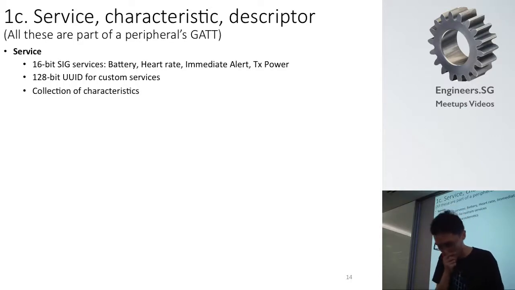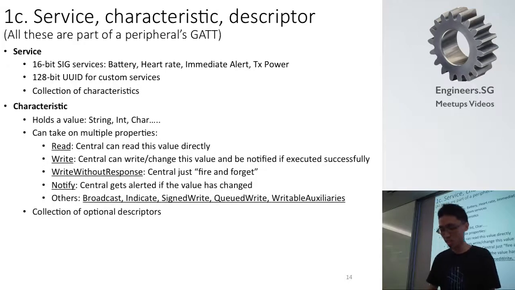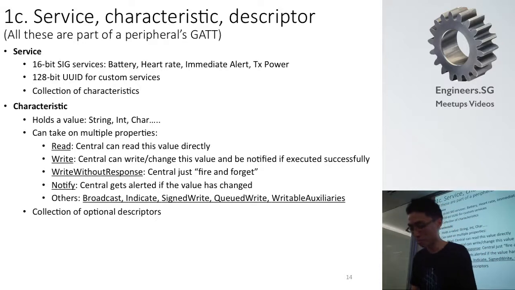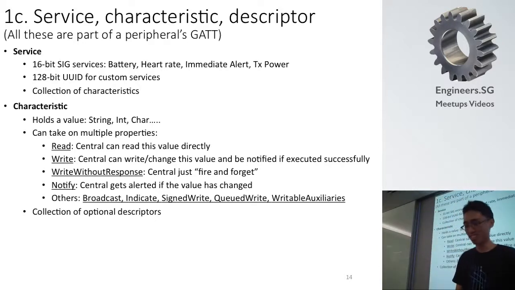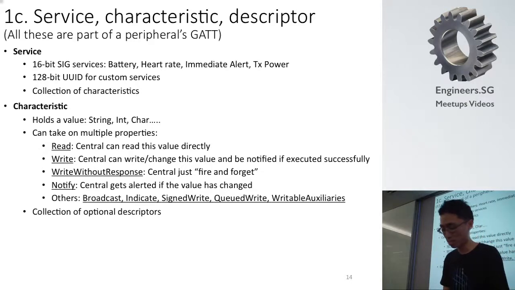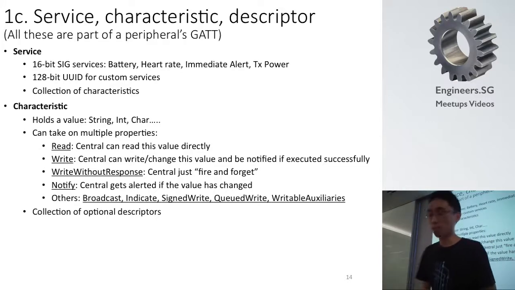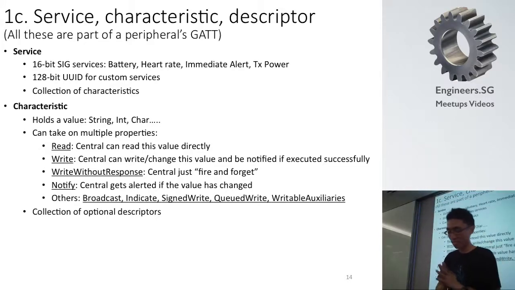So a service is made up of many characteristics. This is actually the most important of the three. The characteristic is the one that actually holds the value. It defines what is being transferred from the peripheral to the central. Characteristics have multiple properties; think of them as permissions. You can read, write, write without response, and notify. The two important ones here are write and write without response. The difference is that for write, if a central writes a characteristic to the peripheral, the peripheral must acknowledge. But for write without response, it doesn't have to.